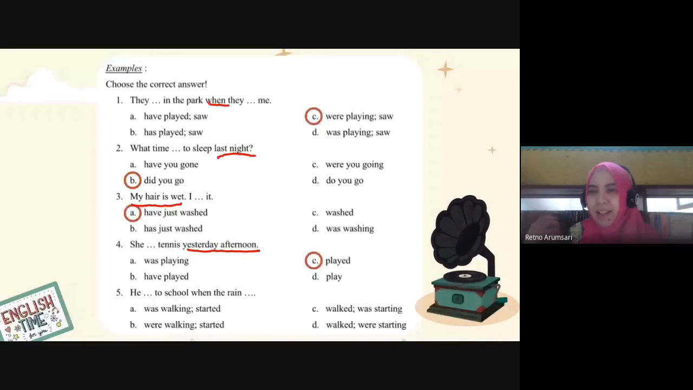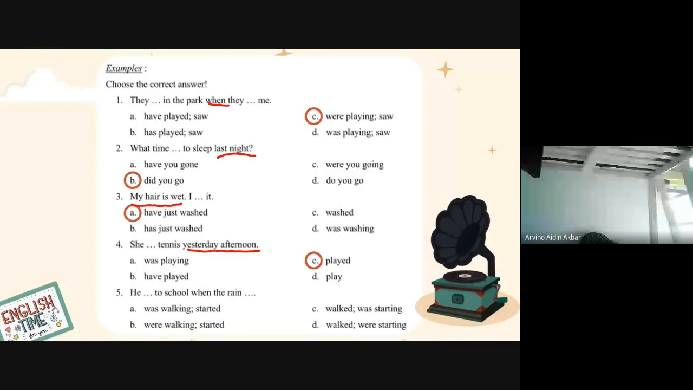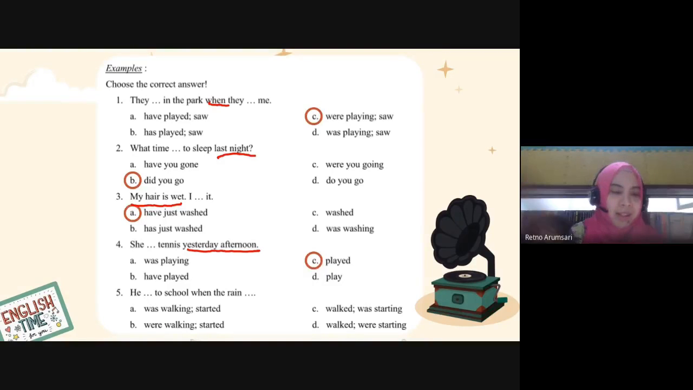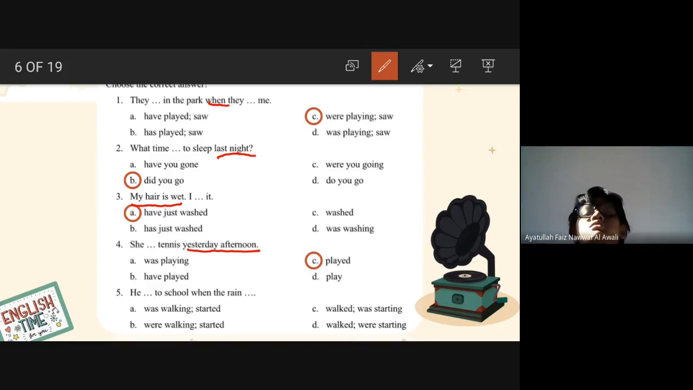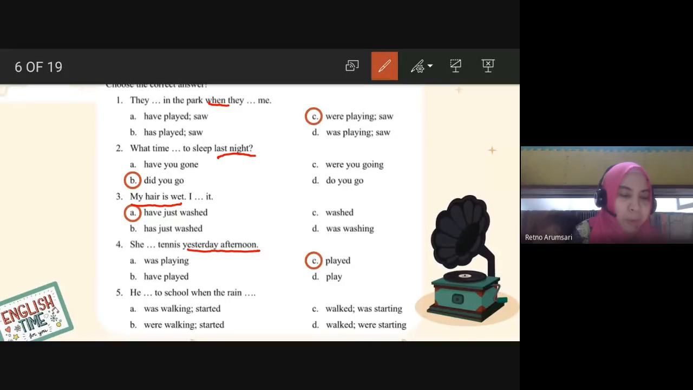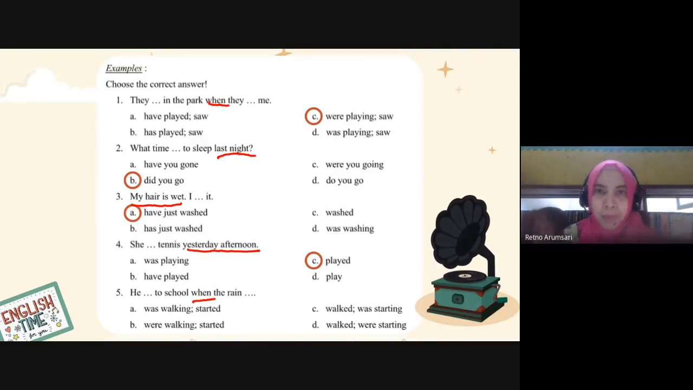Thank you, Alisa. Next, number five. He was walking to school when the rain started. What's the clue, Fino? The clue is when. Yes, that's right. It means that the answer must be in past continuous and past simple. He was walking to school when the rain started. Okay, thank you, Fino.